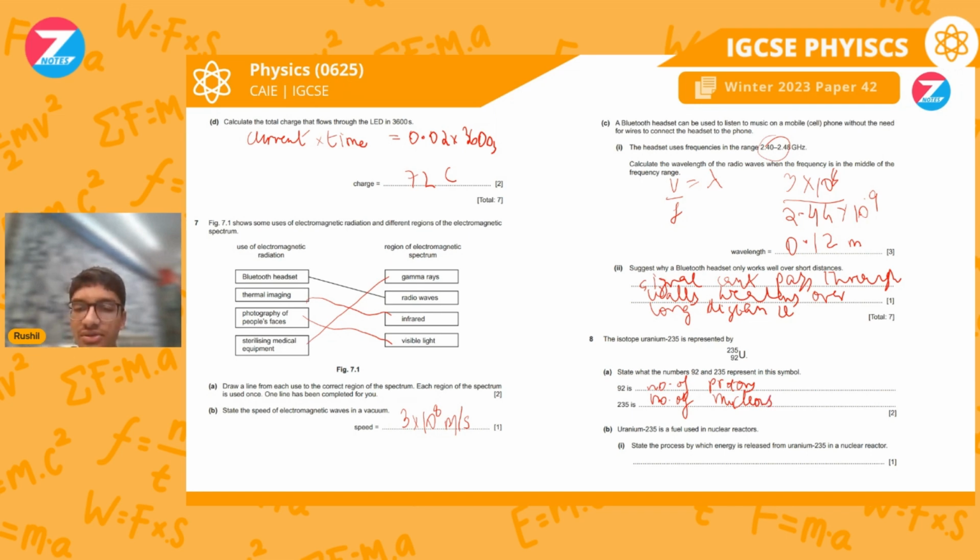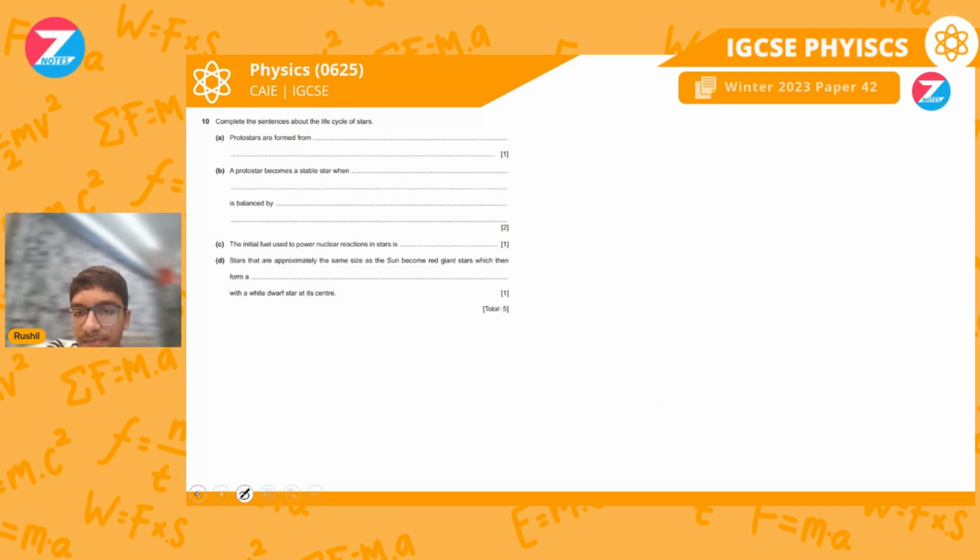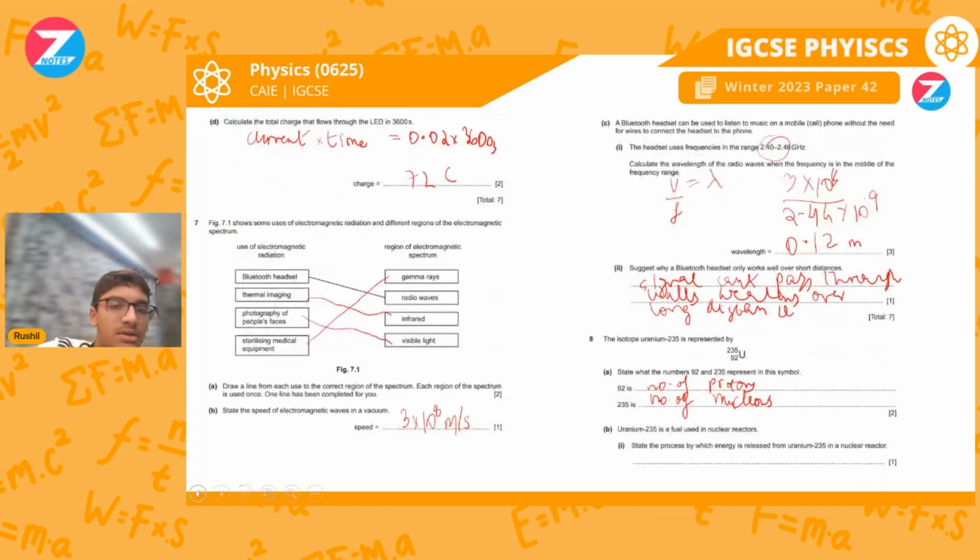Uranium 235 is a fuel used in nuclear reactions. Say the process by which energy is released from uranium 235 in a nuclear reactor. We know that this is nuclear fission, because that's the thing that scientists are trying to replicate on Earth from the sun, which is nuclear fusion, but they haven't been able to achieve that. Hence, all we can do on Earth is nuclear fission by trying to basically split heavy nuclei like uranium 235 into two, and then the mass loss is converted into energy.